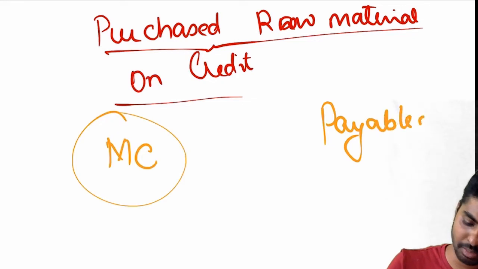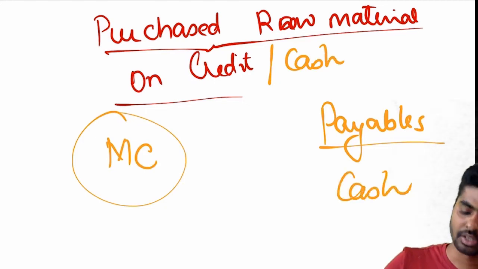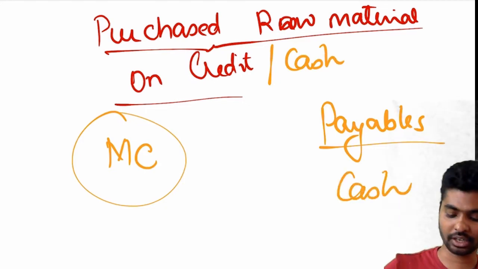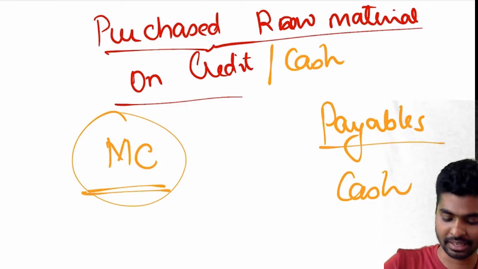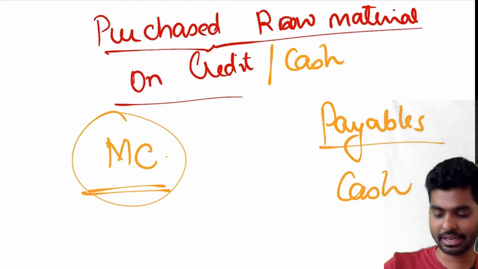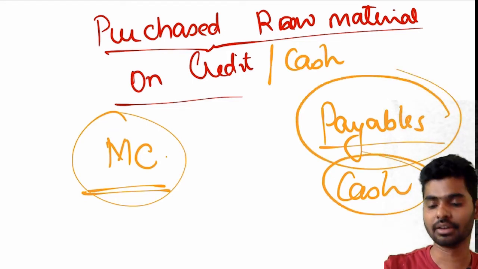We call it payables. If instead of credit it was cash, we would have said cash. So see, for you guys, what are you receiving? Raw materials, and who's receiving it is the material control. If you have paid cash, cash is going out. If you have not paid it, you will be giving money later.